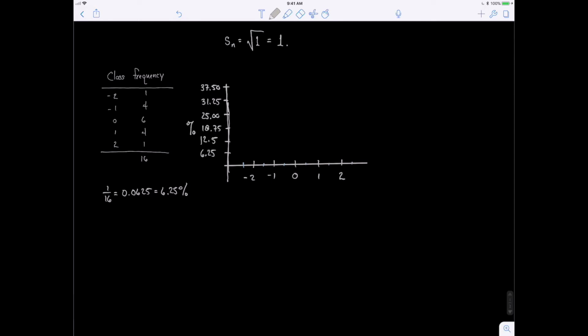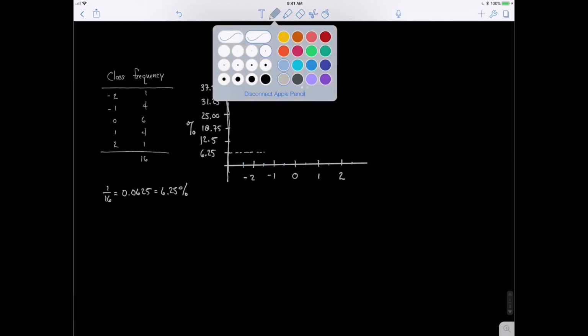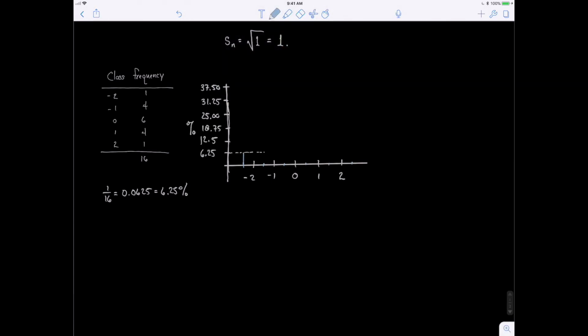We're going to then make our histogram. So let's use a different color. I think it looks better and it's easier to see. So my first class is right there. My second one, well, that's going to go all the way up. My next class has a frequency of 4, which is the same as 25%. So that's going to come up like that and like that. And my next one is going to go all the way to 6/16, which is the same as 37.5%.